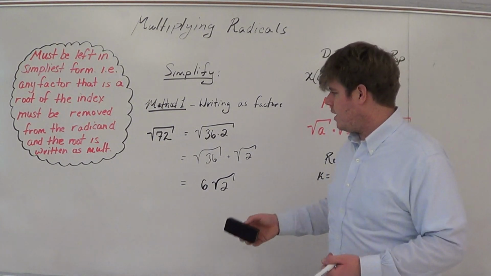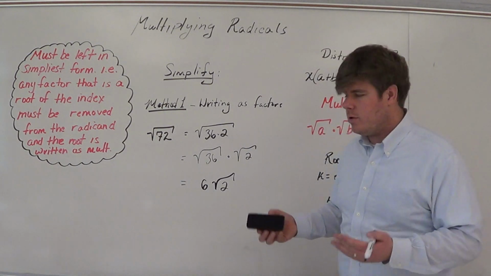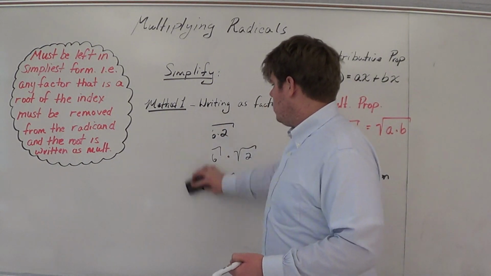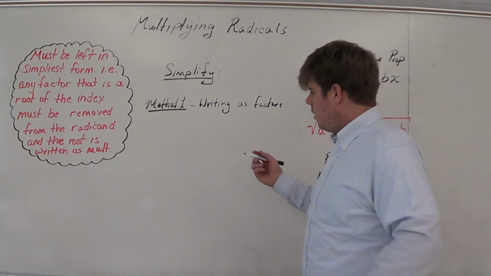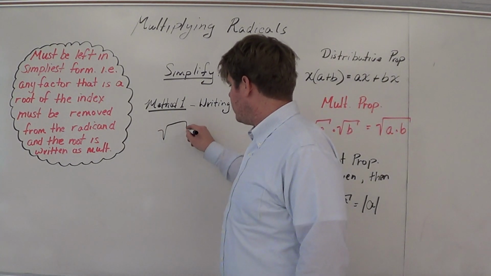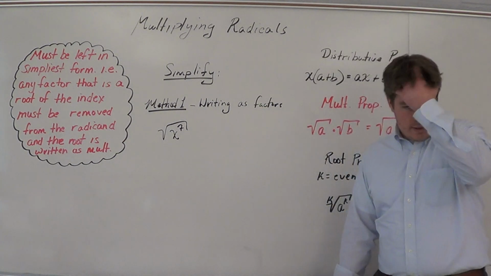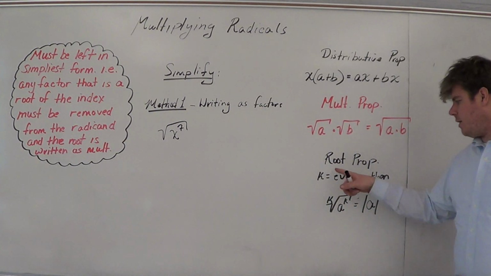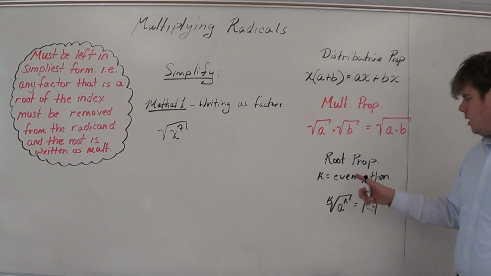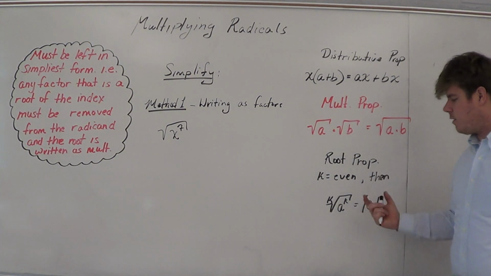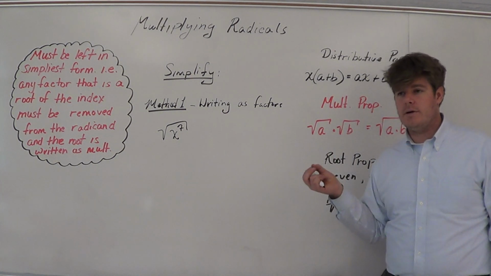And instead of using an actual number, let's say we have a variable and see what happens there. So I'm going to take a look at what happens if I take the square root of x to the 7th power. And what does that mean? Now, what we need to take a look at down here before I start this problem is there's another property of radicals.